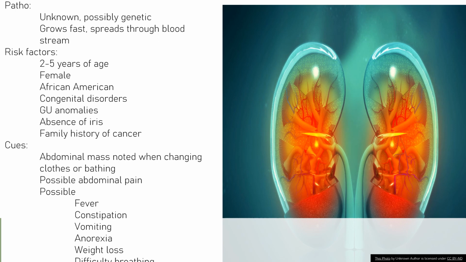The risk factors are being 2 to 5 years of age, having something called hemihypertrophy. If you ever see a child that one side of their body is visibly larger than the other side, one leg is larger, one arm is larger, it's a good possibility that the kidney on that side could be involved with a Wilms tumor.